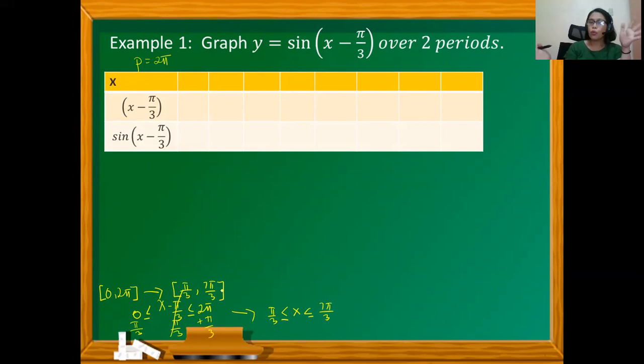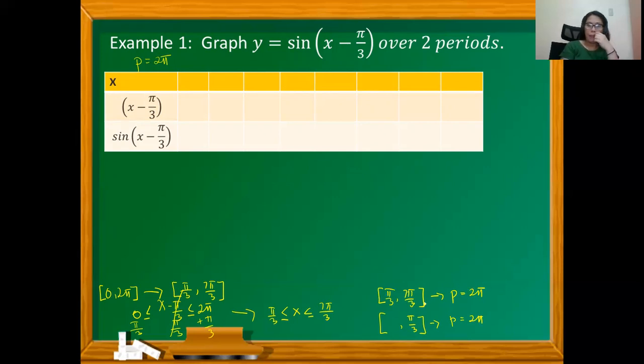But we want to sketch the graph over a two period interval. So take note, class, that from pi over 3 to 7 pi over 3, the period here is 2 pi. If you just subtract pi over 3 from the upper boundary 7 pi over 3, the value is 2 pi. Now, since we want to extend the graph, we want to add another one period from the left of that interval. So the upper boundary here will be pi over 3. And since the period should remain 2 pi, the difference between the upper and the lower boundary is 2 pi. So as we subtract 2 pi from 7 pi over 3, we got pi over 3, which is the lower boundary. Likewise here, as we subtract 2 pi from pi over 3, it has to be the lower boundary.